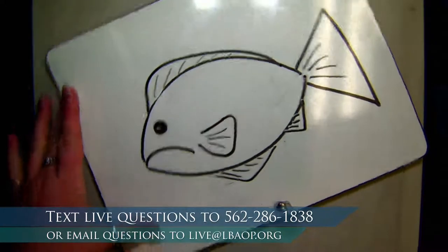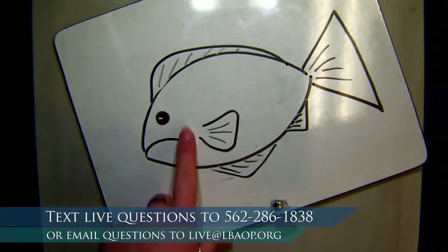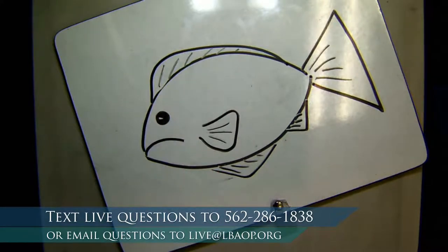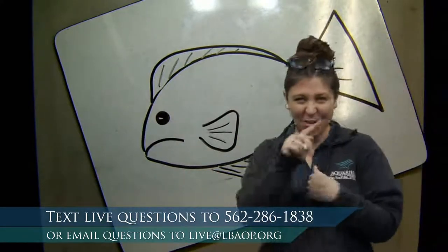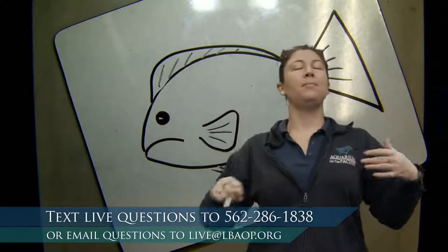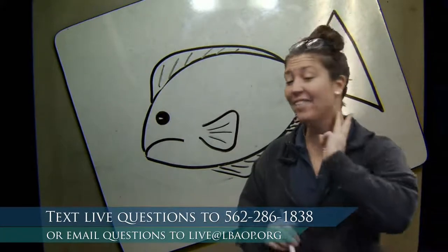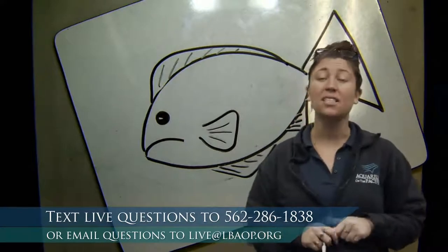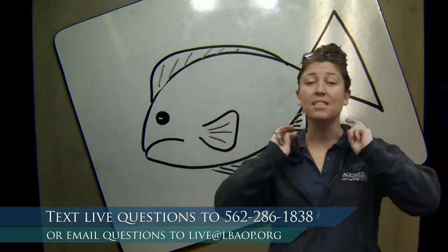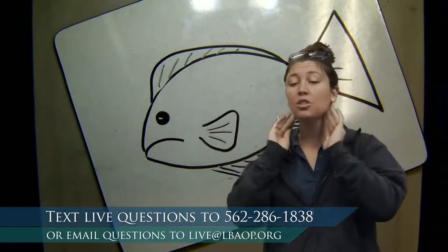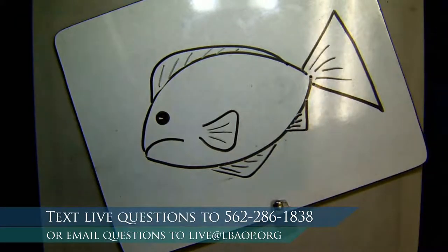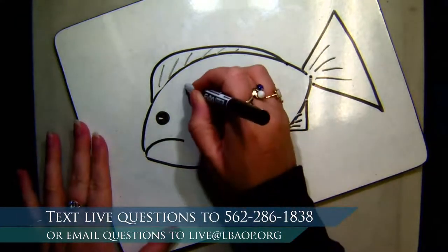Now, what else do fish have? How do fish breathe? Do they have lungs like you and I? No, they don't have lungs. Fish have gills. They have gill slits on the side of them. Sharks have slits. Other fish have a cover, just one slit. We call that the operculum. So let's draw our gill slit right here.